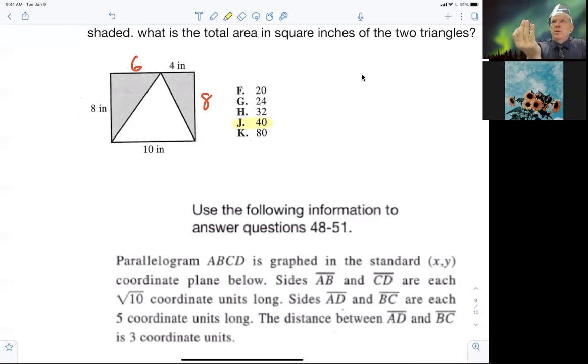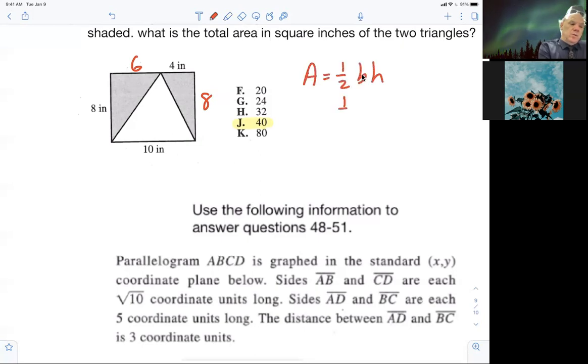Now remember, I'm saying 40 because I'm assuming you're okay. If you're like, I don't know what you're doing, just tell me. Go. How did you get that? Well, first of all, the area of a triangle is 1/2 base times height, right? Mhm. So we just have two triangles. So 1/2 times 4 times 8 plus 1/2 times 6 times 8.